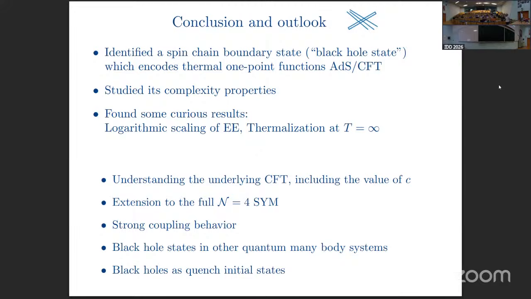We would maybe like to do something more for the full N=4 super Yang-Mills theory, look at the strong coupling behavior where the black hole really appears. But there are also many things you could consider from the condensed matter perspective. You could introduce black hole states in other quantum many-body systems, and you could study quenches with black holes as quench initial states, as people studied quenches with matrix product states as quench initial states. So hope to report on that in the future, and thank you very much for your attention.